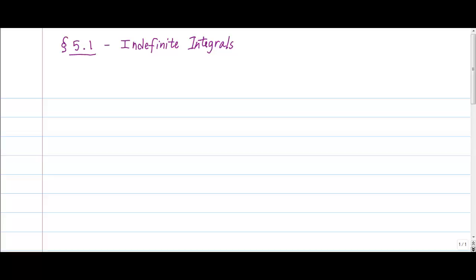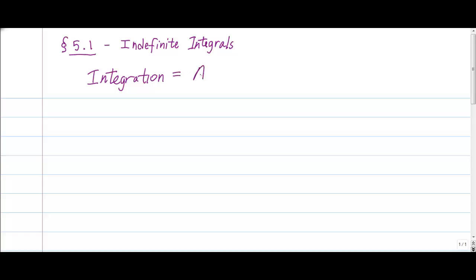Hello, let's start chapter 5. Chapter 5 is all about integration, and section 5.1 is all about the indefinite integral. Okay? When we say integration, what do we mean? Integration is the opposite of taking the derivative.